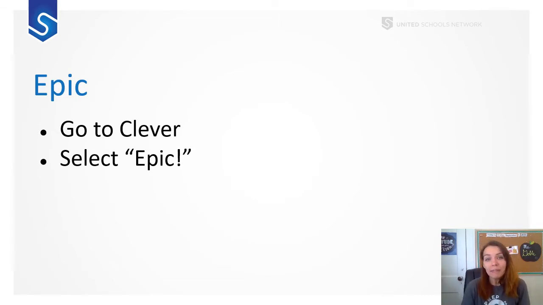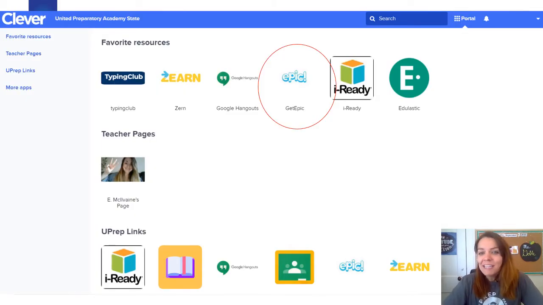Another tool that we will be using and we'll start today is Epic. You might have used Epic at the very end of last school year. If not, that's okay. You're going to go to your Clever page, just like we did for iReady, and select Epic. It's right next to iReady on some of your screens, but if not, it's just the blue text on a white background that says, Get Epic.